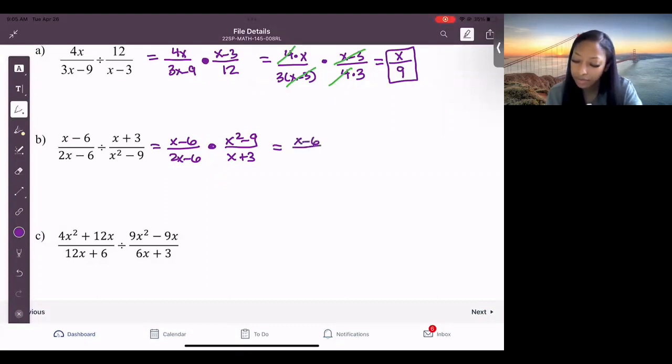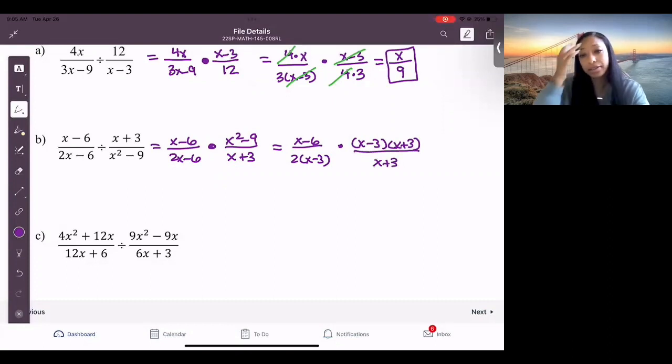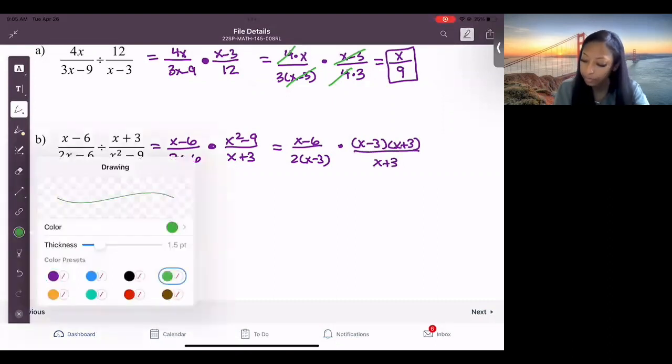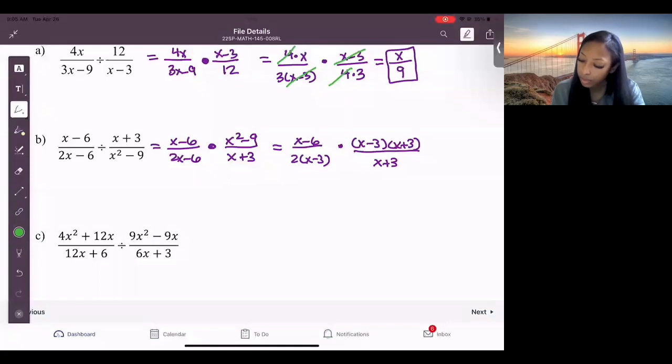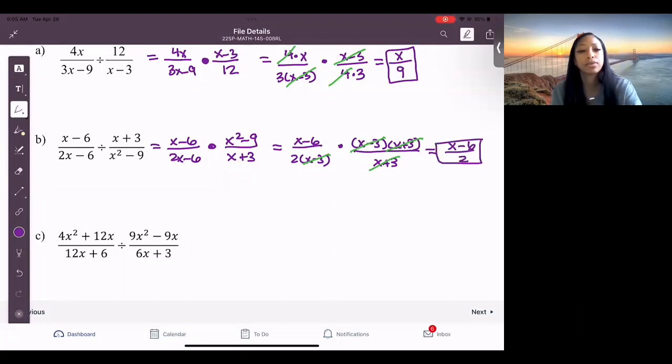x minus 6 is already factored. 2x minus 6 is 2 times x minus 3. x squared minus 9 is a difference of squares, x minus 3 times x plus 3, and x plus 3 is already factored. Then we cancel. We can cancel out an x minus 3, an x plus 3, and that's it. So in the numerator, we'll be left with x minus 6, and in our denominator, 2. And that's our final answer.